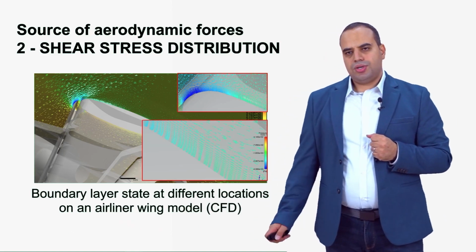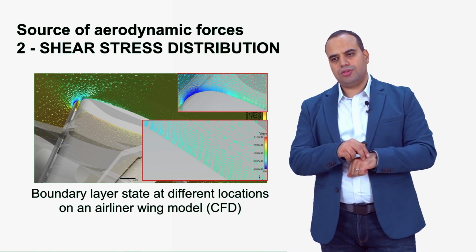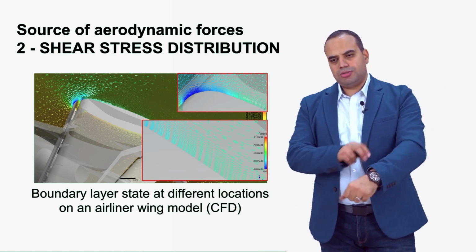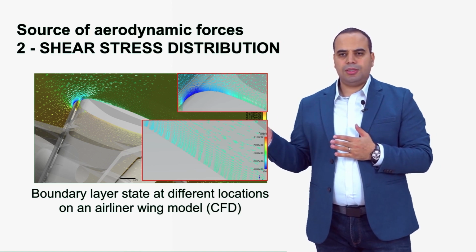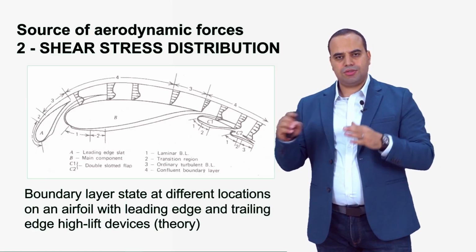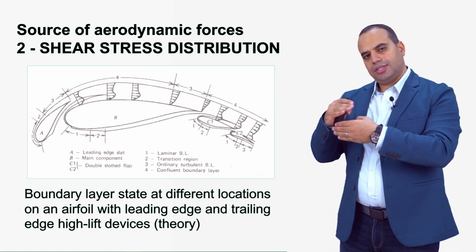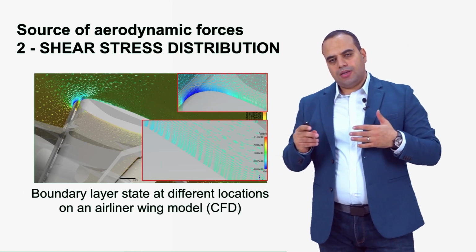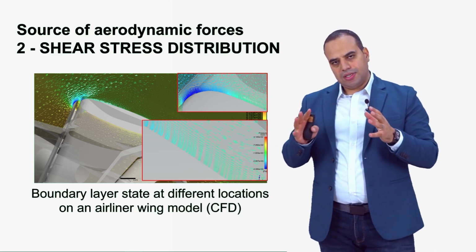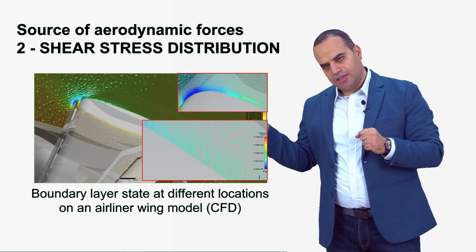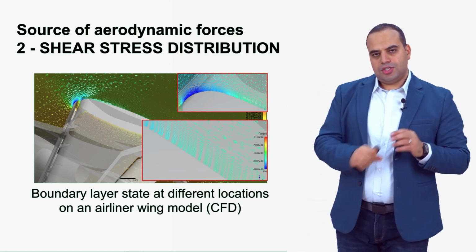This is the same picture now obtained by computer simulations, which is called CFD, computational fluid dynamics, of, for example, an airliner wing that has these high-lift devices: the leading edge device, which is called the slat, and the trailing edge device, which is called the flap. Because of the interrelation between the slat, the main wing and the flap, the boundary layer shape, as can be seen in the zoomed picture there, changes its shape, right?